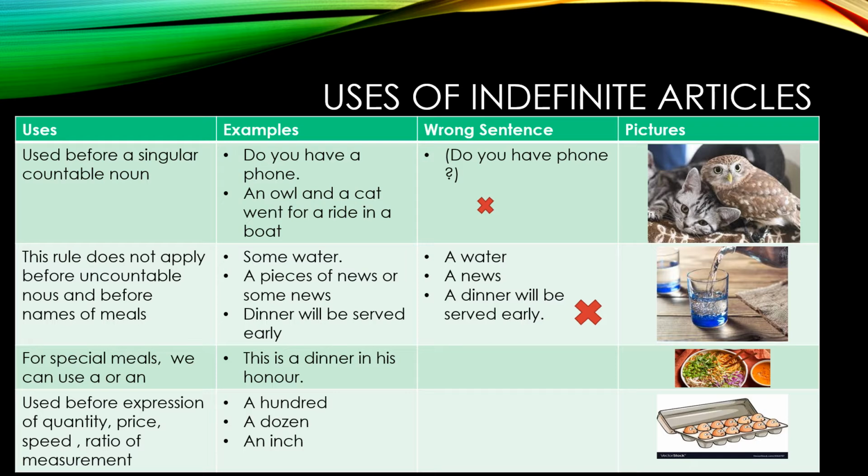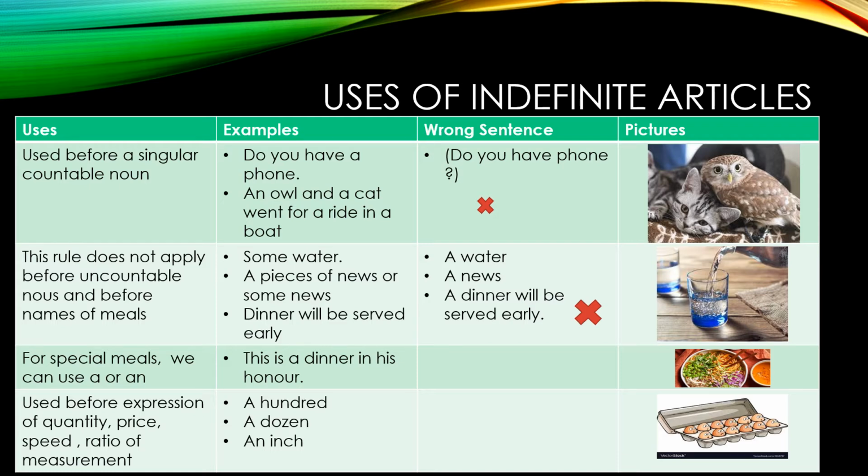We use indefinite articles for special meals. We can use a or an. For example, this is a dinner in his honor. So this is a special meal and that is why we are using an indefinite article before the special meal.